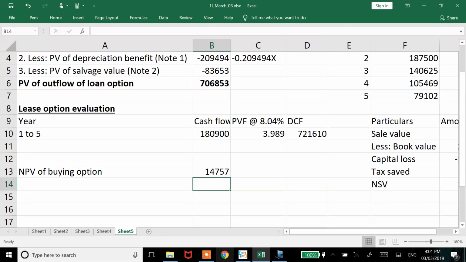Next point. We will increase the interest rate to 14% and evaluate both lease and loan.